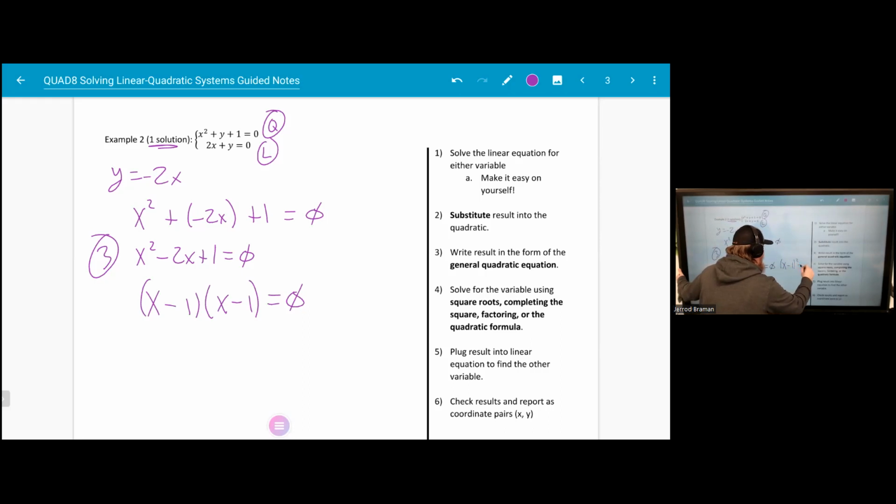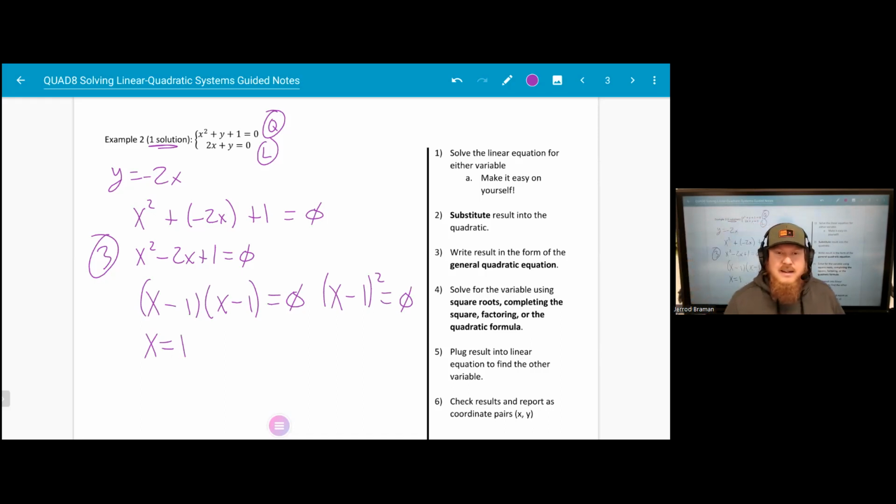In other words, it's a double root. And where does that root happen? When x equals 1. We solved one of our factors when x is 1. Fantastic. Once again, it doesn't just cross at an x value. We also need a y value.